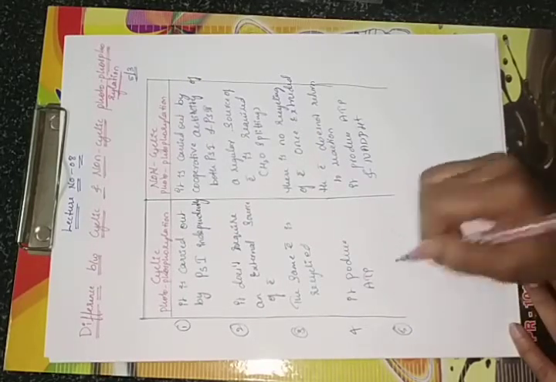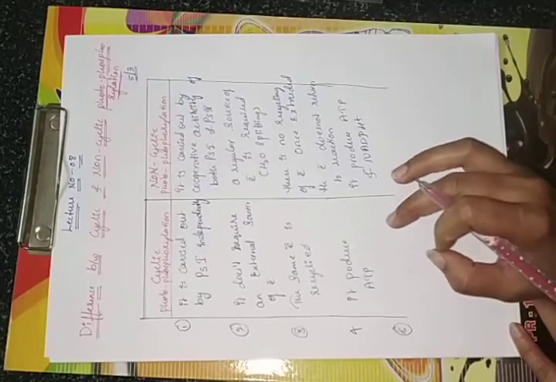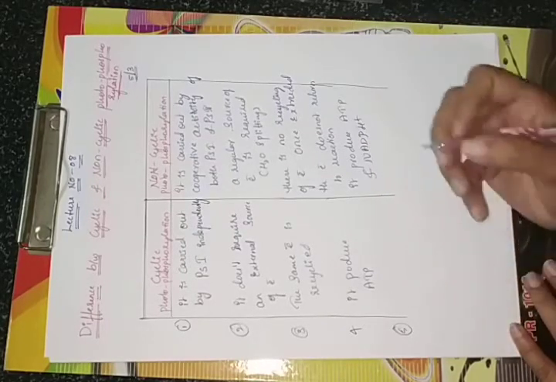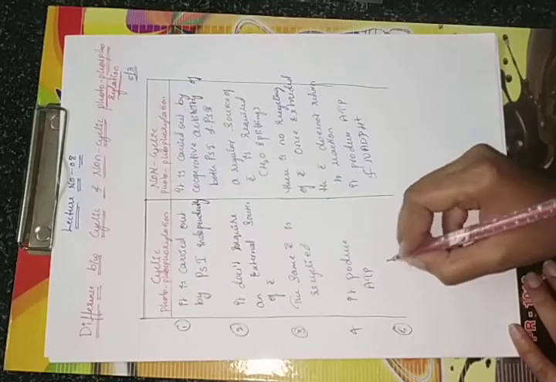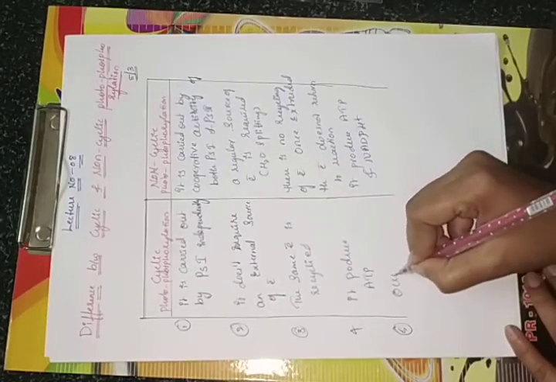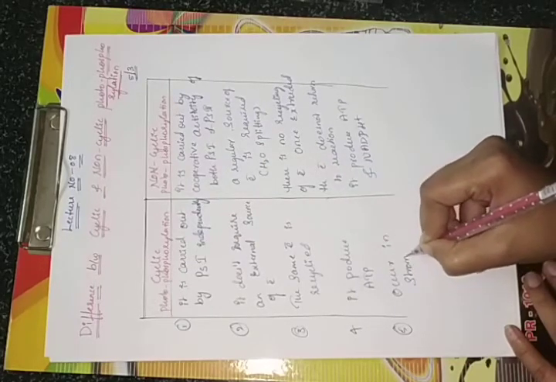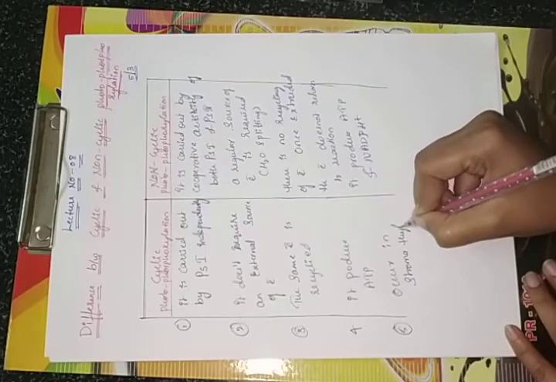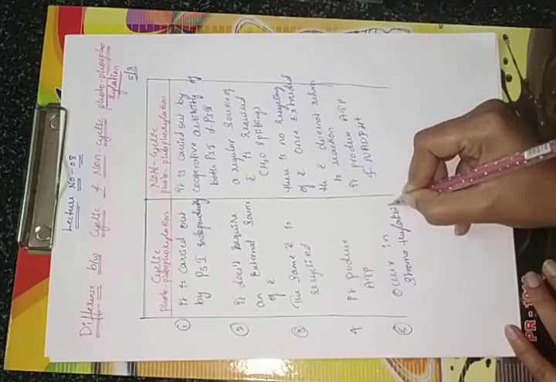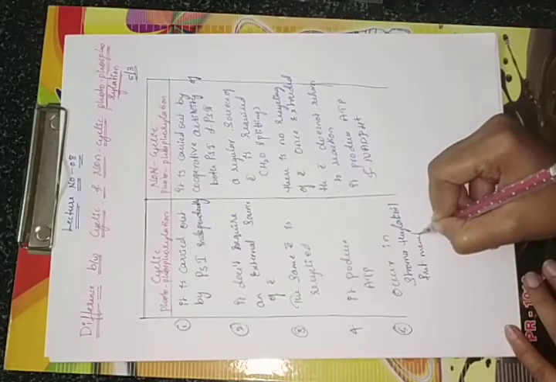Now fifth one, where it actually happens. Cyclic photophosphorylation occurs in stroma thylakoid, or else I can call it fret membrane.